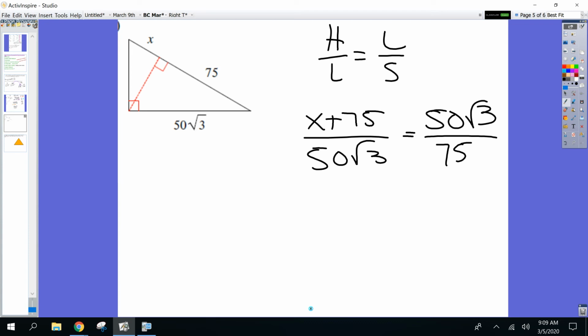Ooh, this looks hardcore, huh? Look at this proportion. Can you handle it, honors kids? 75 times X plus 70. There's no factoring here, so don't get crazy. Tomorrow, different story.